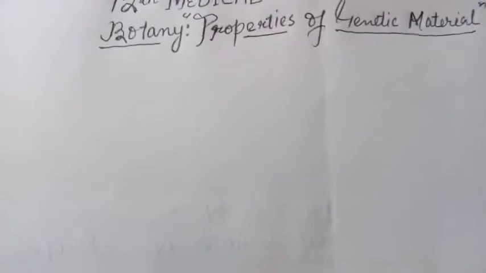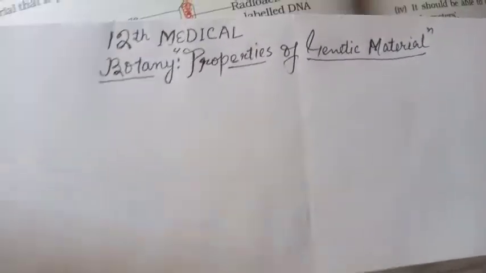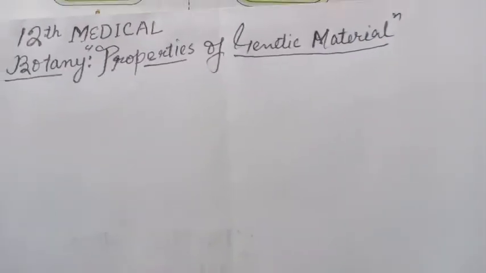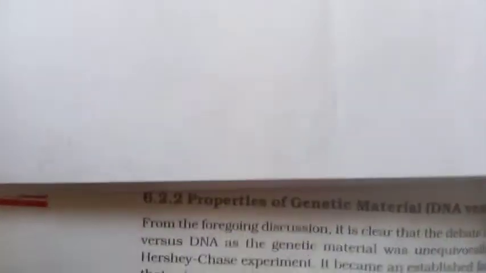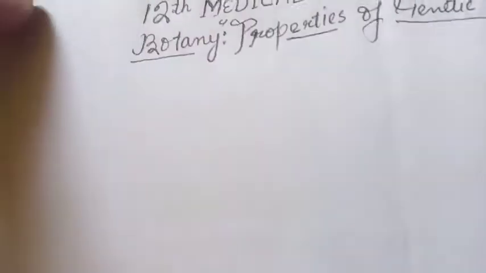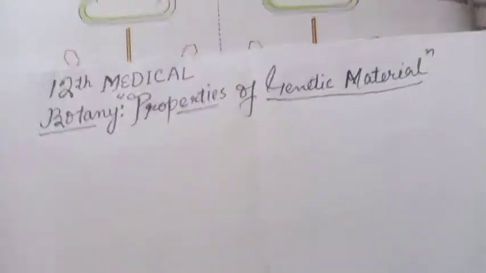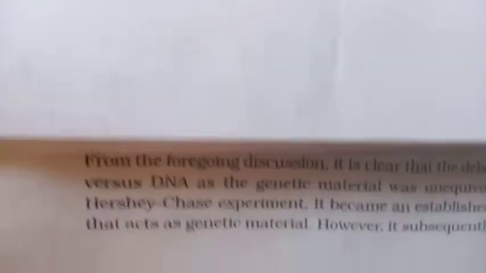Now what the genetic material should be capable of, that we have to discuss now. Previously we have seen that it was DNA that was preferably the chief genetic or hereditary material. And now what are the various properties that a genetic material should have, that we are going to discuss today.